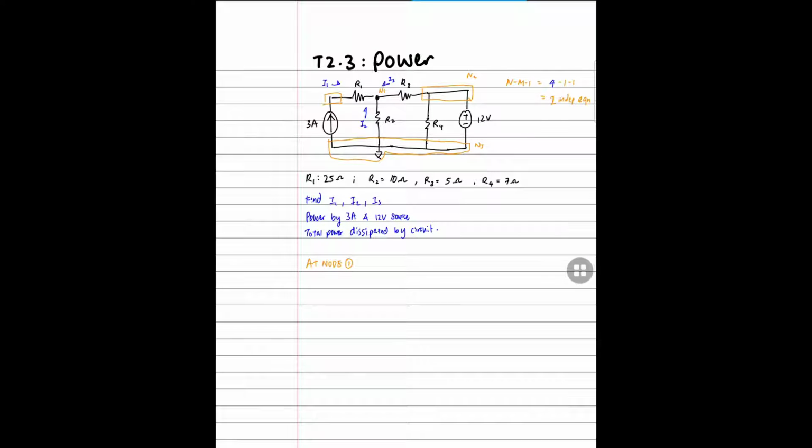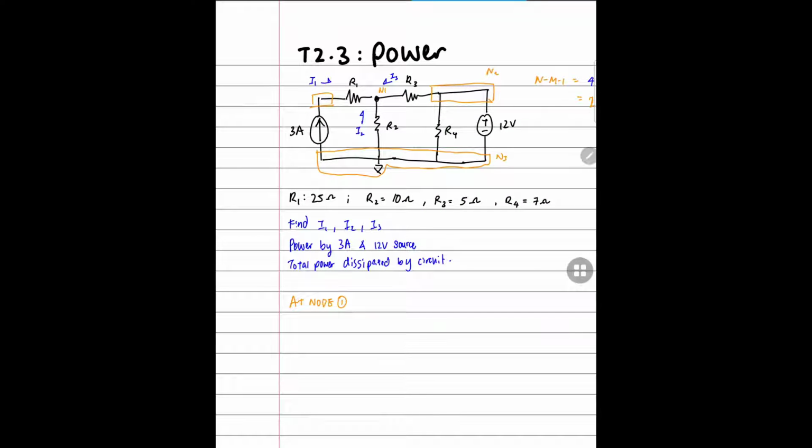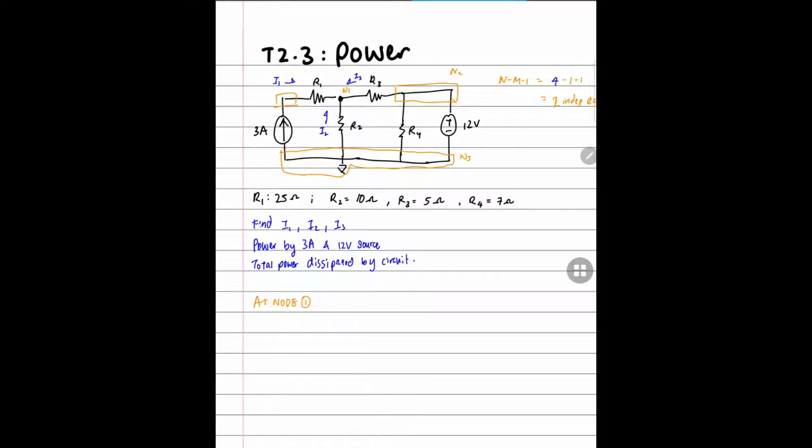Okay, so in this tutorial, we will attempt to solve the circuit shown here. In this circuit, we have one current source, 3 amps, and one voltage source, 12 volts. This question is quite straightforward.